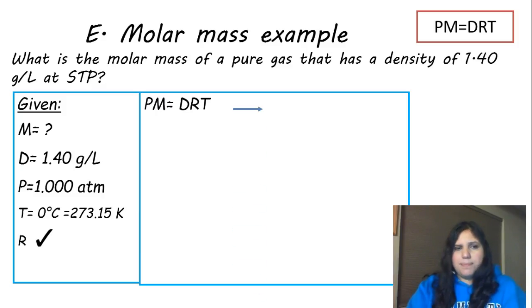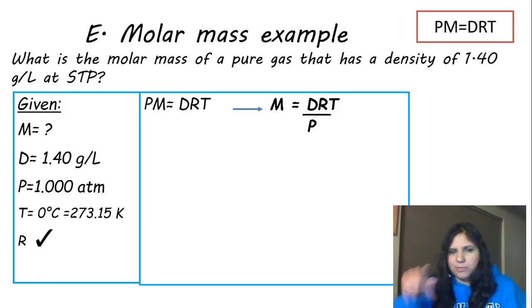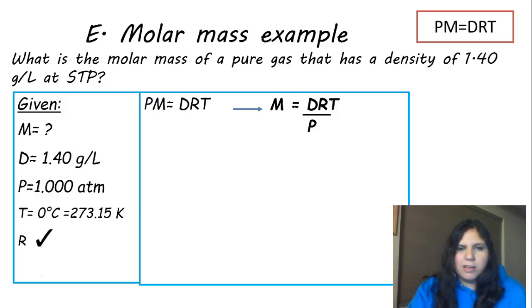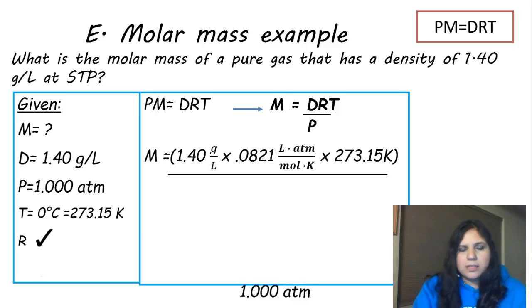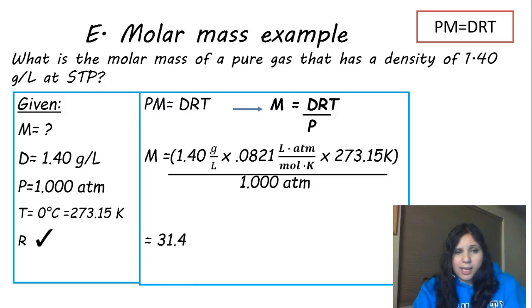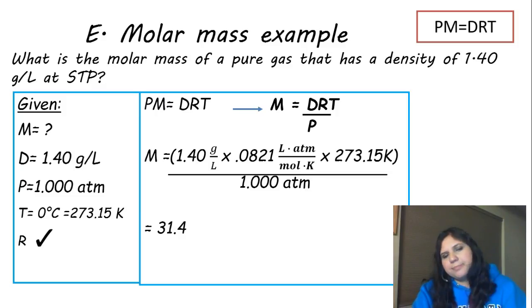All right, so let's write our equation, rearrange it to solve for the molar mass, so M. If I do that, it would be M is equal to dRT over P. So hopefully you can move that over pretty easily. So we'll just plug it in. There's our density, the value of R, and the temperature divided by the pressure. And if I plug that into my calculator, I get 31.4. That's 3 significant figures, rounded to the least number of sig figs.